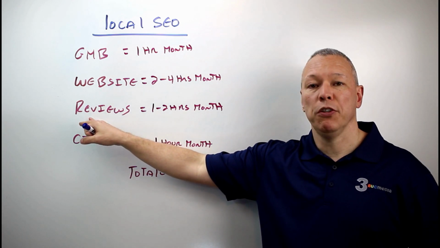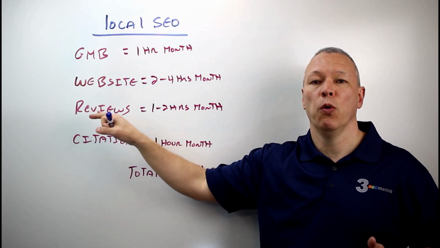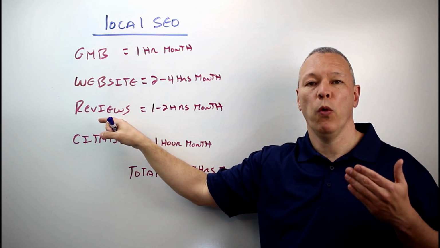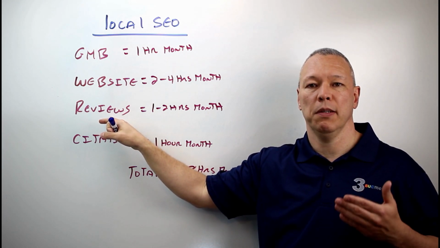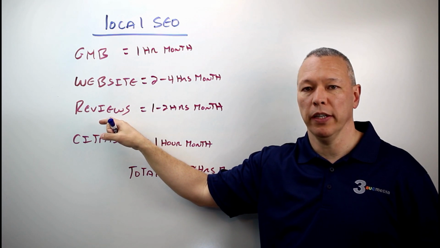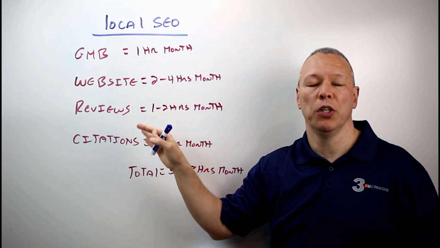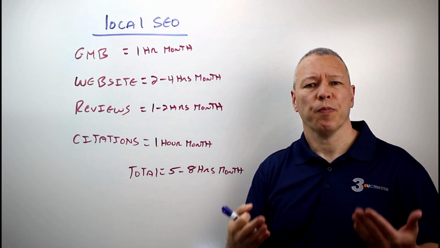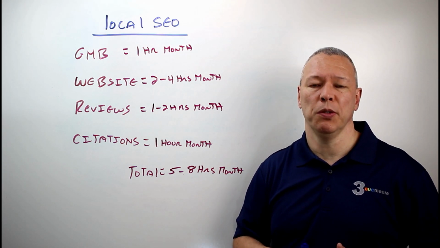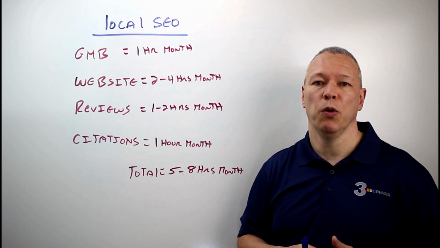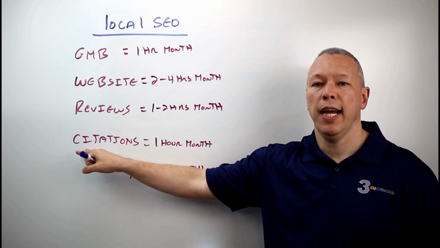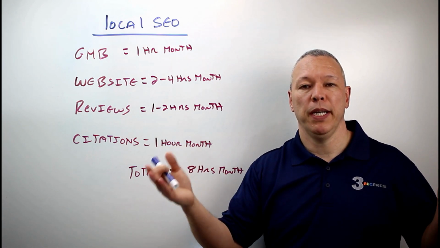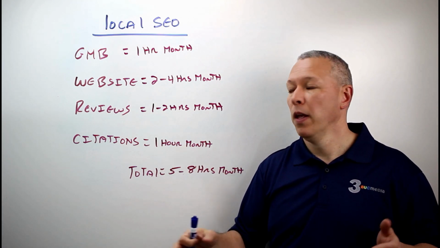We talked about reviews. Reviews are super important. So the main thing with reviews is to make sure you set up a system where you can get reviews on a consistent basis, whatever that ends up looking like. Okay, so that should only take you 1 to 2 hours a month to call people, email people, follow up, things like that. So whatever system you use that's going to work for you is the one you should go with. Citations.